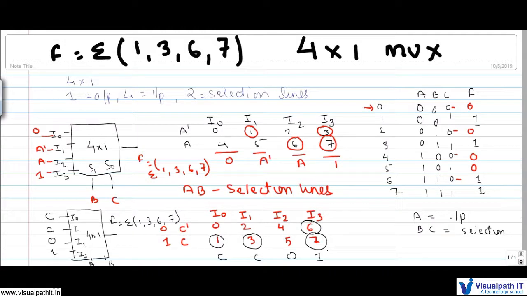So that's how we can implement any Boolean function or any function with the help of a multiplexer. Now let's take another example where I have this circuit.